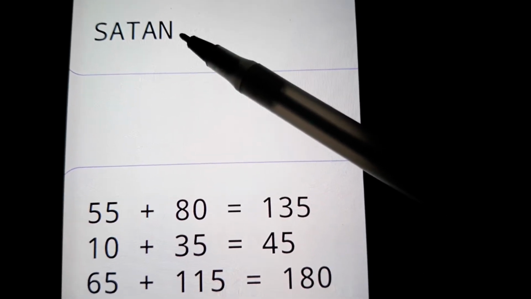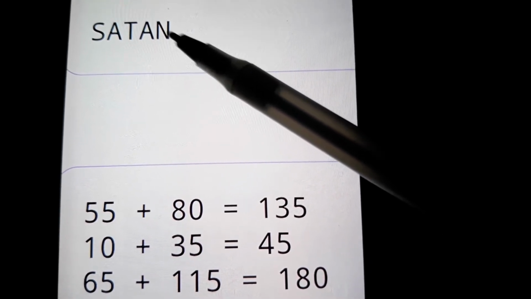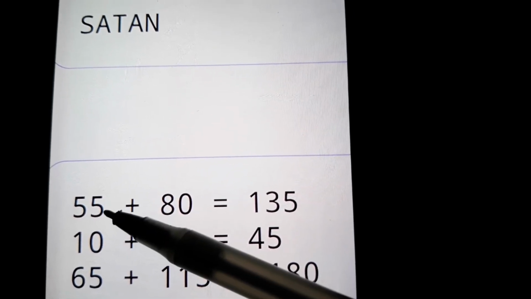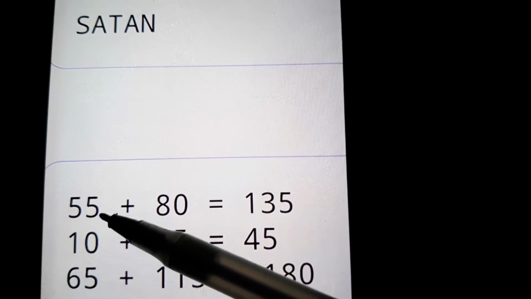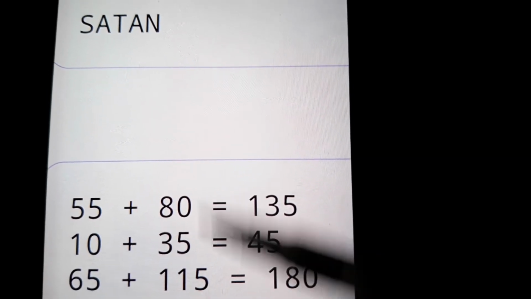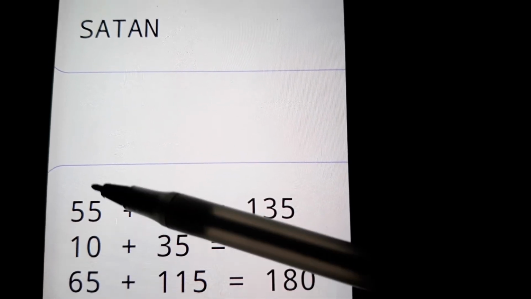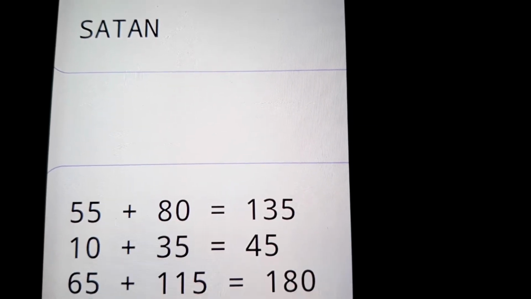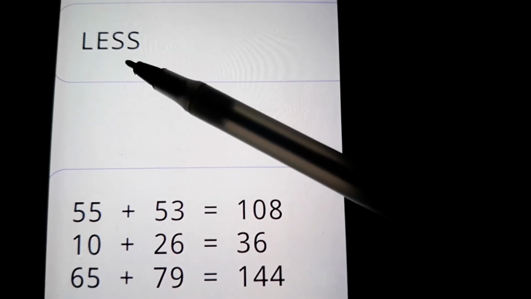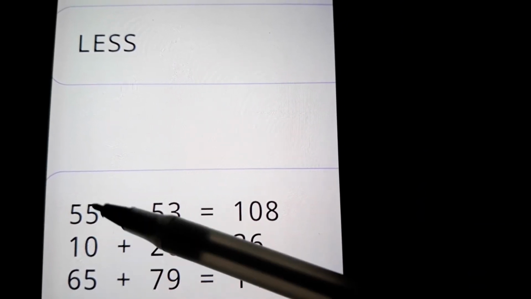Don't worry. So Satan, I told you, Lucifer was 74. After he got kicked out of heaven, he became Satan. From 74, he went to 55. He lost 19, right? He lost his 19 crown. Anyway, now just look at this first row for Satan: 55, 10, 65.